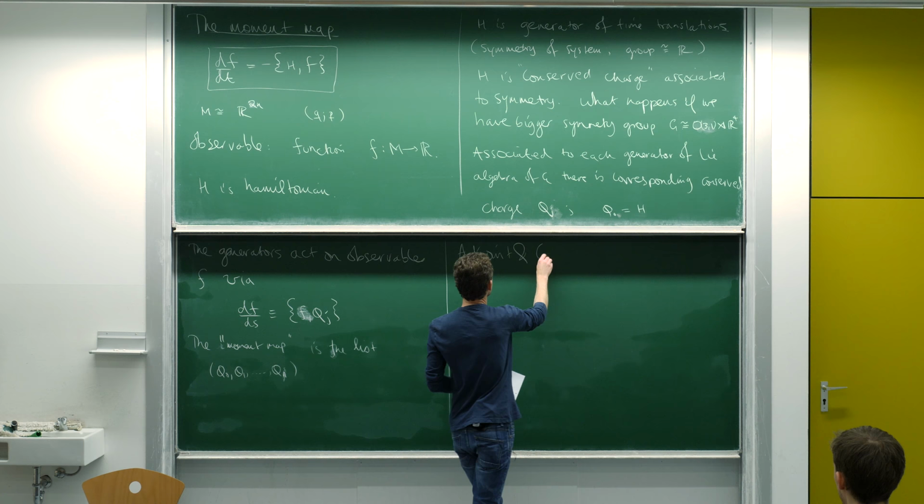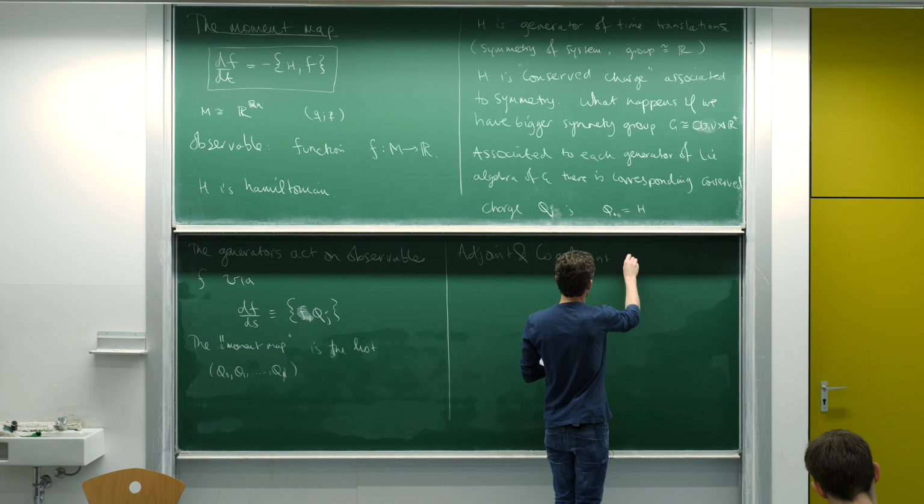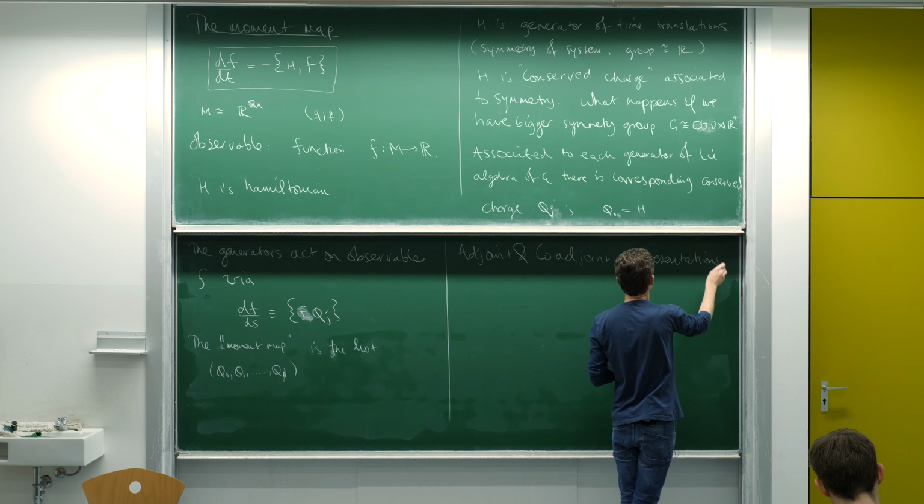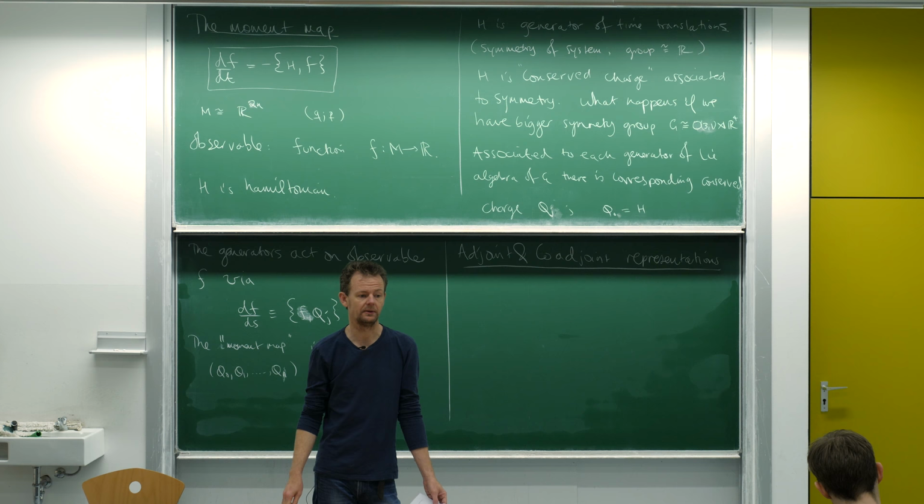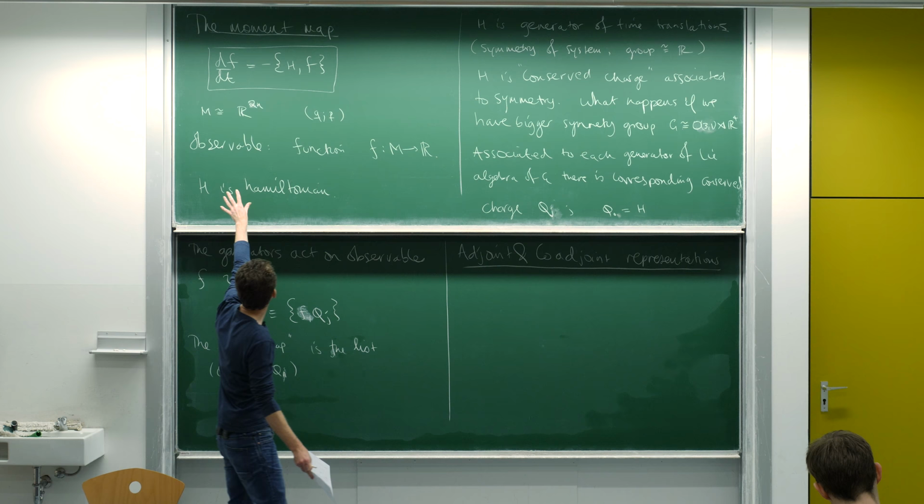And that will require us to talk about a little bit more Lie group theory, in particular adjoint and co-adjoint representations. Yesterday we talked about Lie groups, and today we're going to talk further about Lie groups. I mean, obviously the important object when trying to generalize Hamiltonian dynamics to include other symmetries.